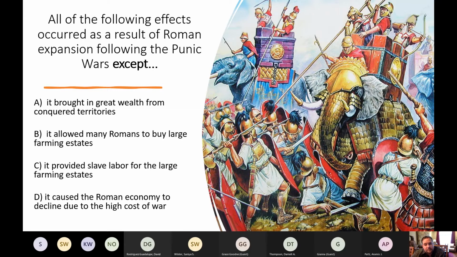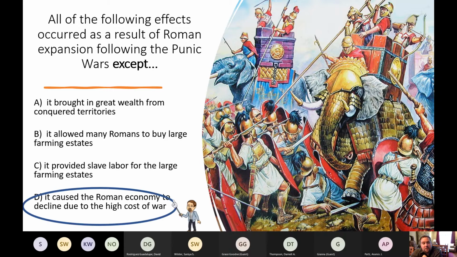Sanaya, what do we think? C. So C, that actually is true. So that's not the one that we're looking for. The one that we're looking for is actually going to be D. Okay, so it does not really cause the Roman economy to decline.